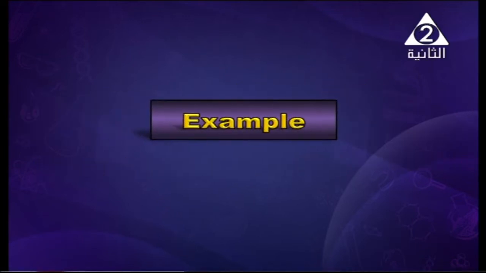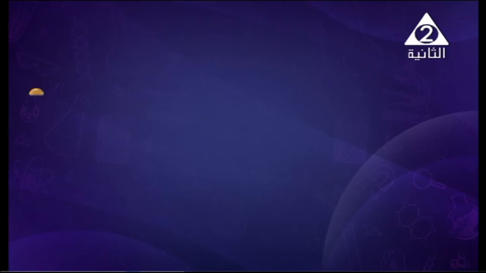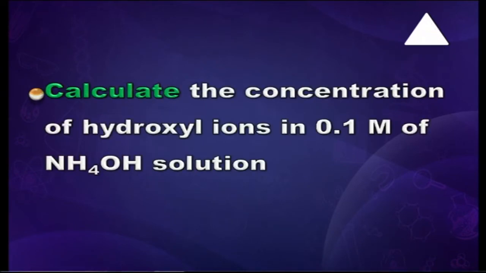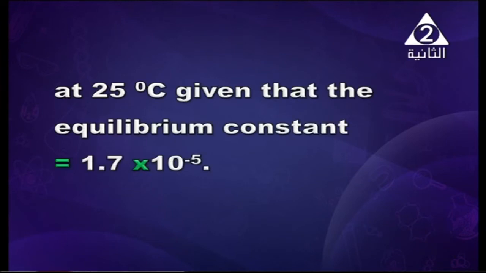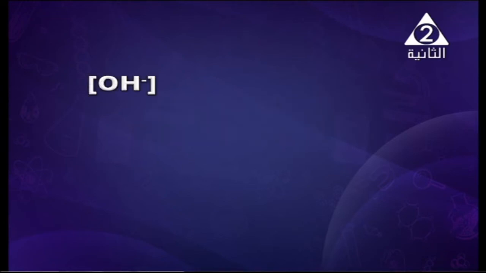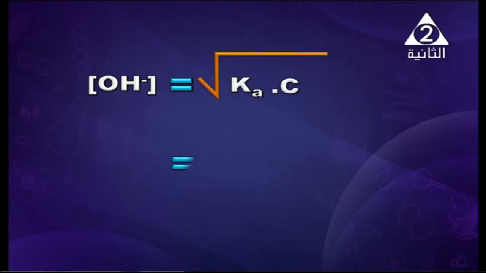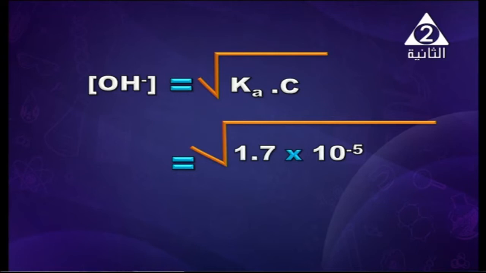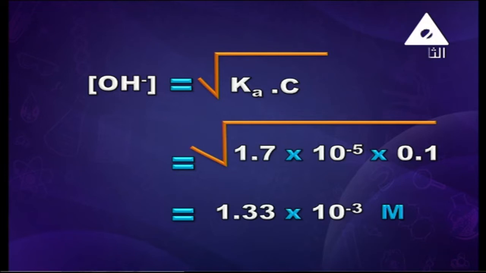We are going to discuss an example on Kb for a base. Calculate the concentration of hydroxyl ion in 0.1 molar ammonium hydroxide solution at 25 degrees Celsius, given that the equilibrium constant Kb equals 1.7 times 10 to the power negative 5. Solution: the concentration of hydroxide ion equals square root of Kb times C, so equals the square root of 1.7 times 10 to the power negative 5 times 0.1, so 1.33 times 10 to the power negative 3 molar.